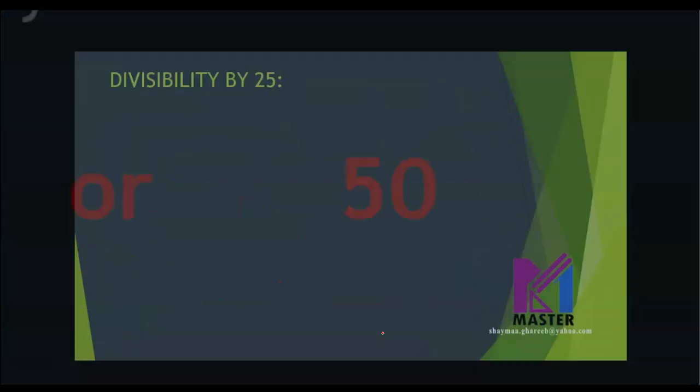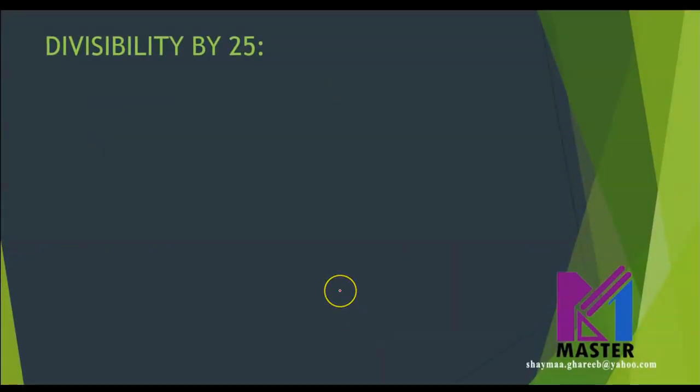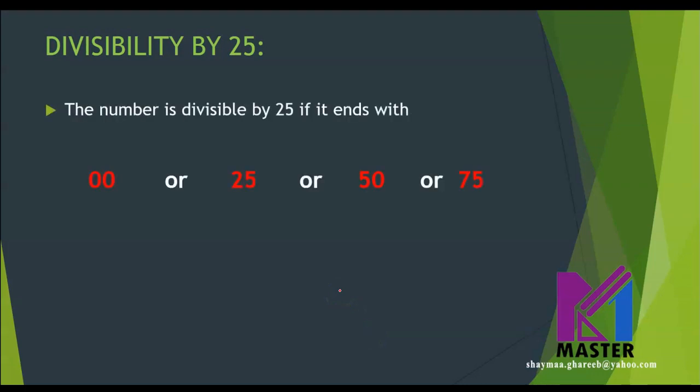Now let's see divisibility by 25. The number is divisible by 25 if it ends with 0, 0, 25, 50, or 75. Let's see examples. 4,300 ends with 0, 0. 3,425 ends with 25. 22,450 ends with 50. 1,675 ends with 75. So all these numbers are divisible by 25. Is this clear?